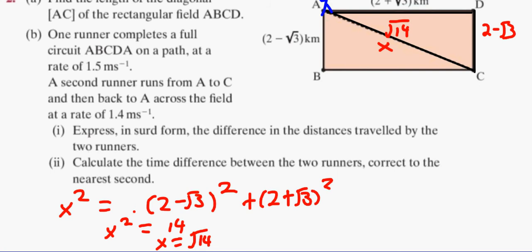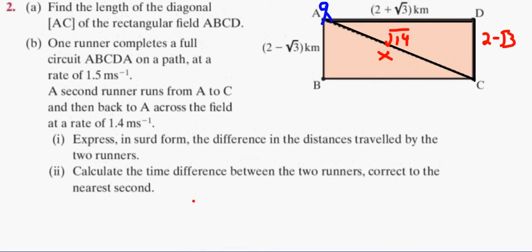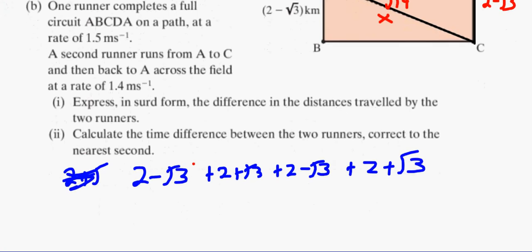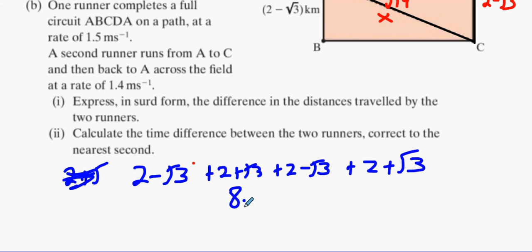So, the first guy runs a lap. What's the distance on the lap, lads? Should be pretty handy. It's 2 plus root 3, yeah? Oh, sorry. 2 minus root 3, plus 2 plus root 3, plus 2 minus root 3, plus 2 plus root 3. The answer is, come on. Ah, lads. 8. You're a genius.